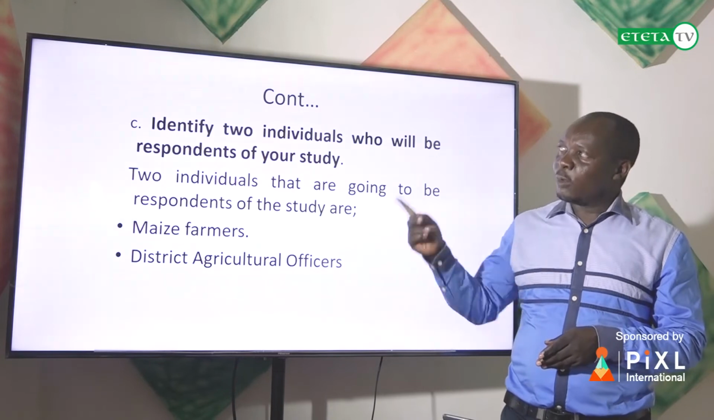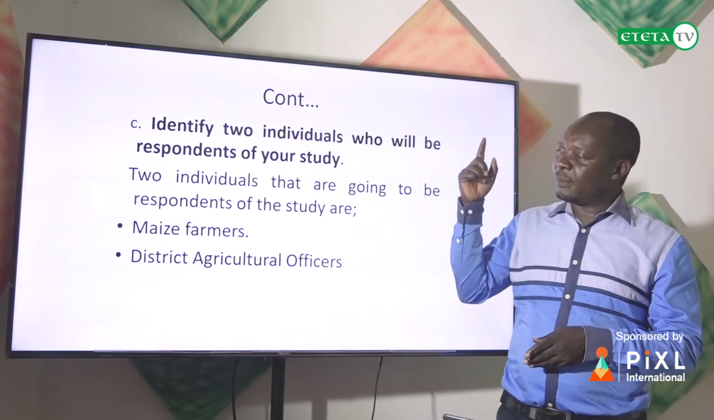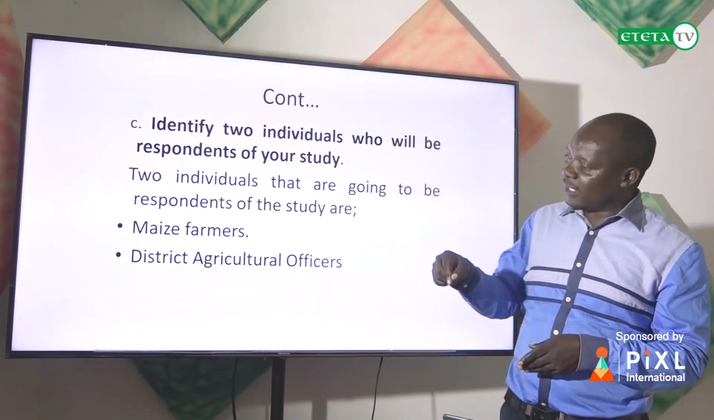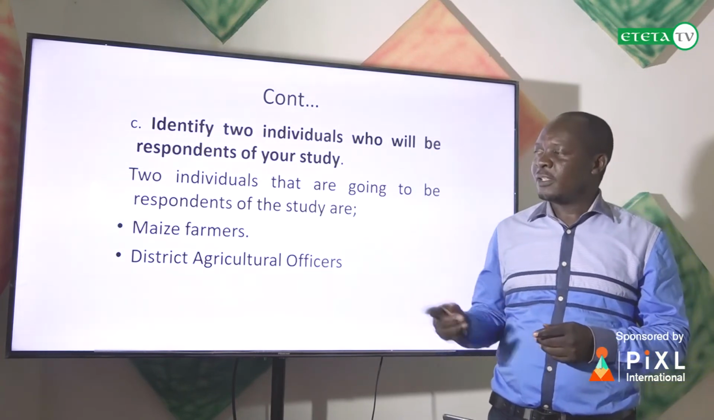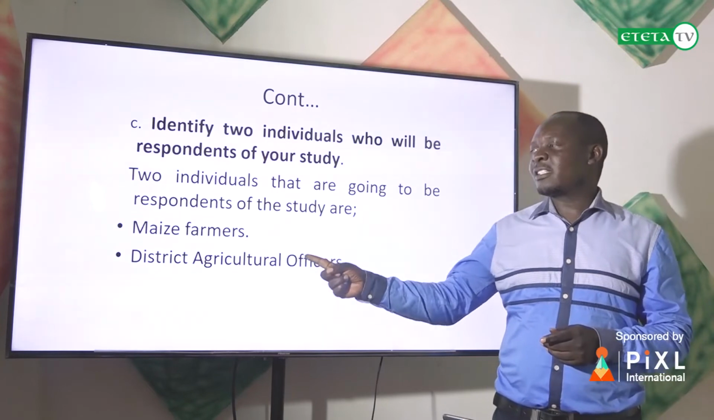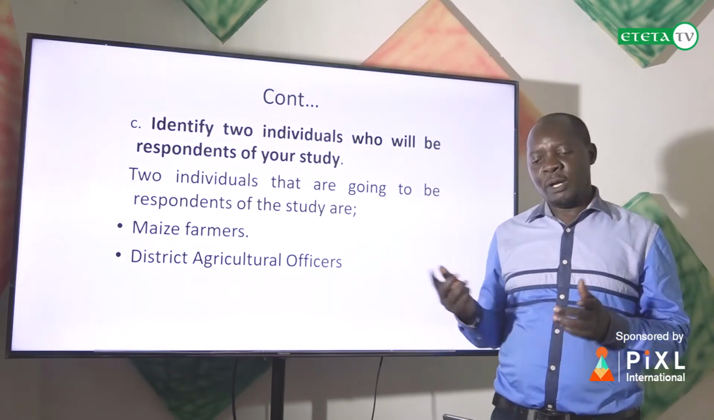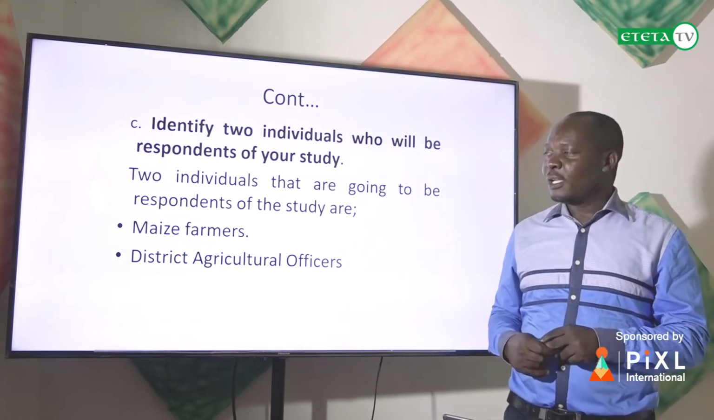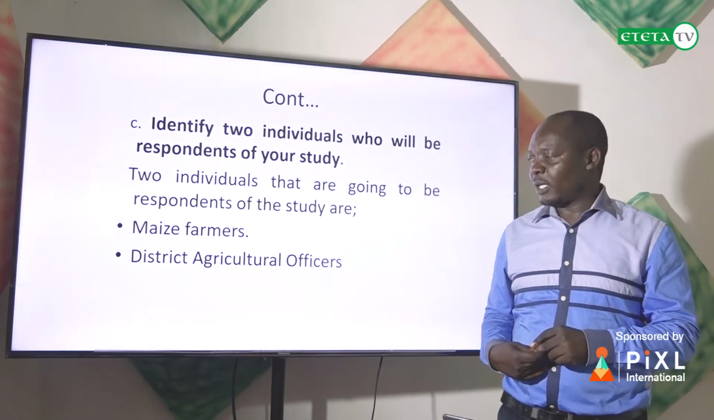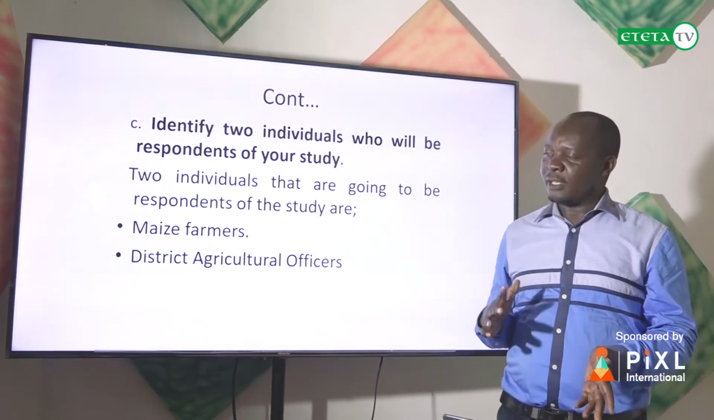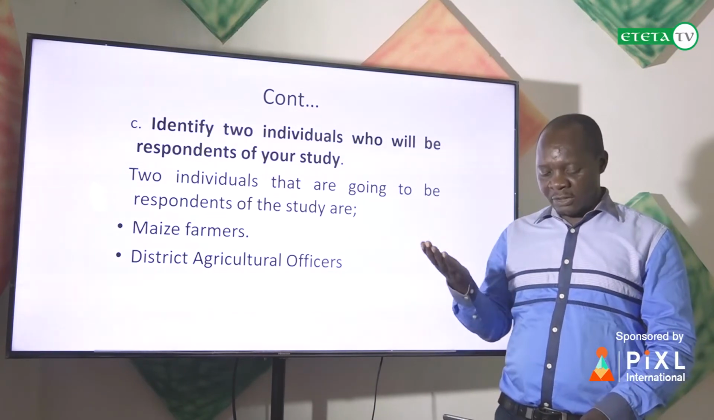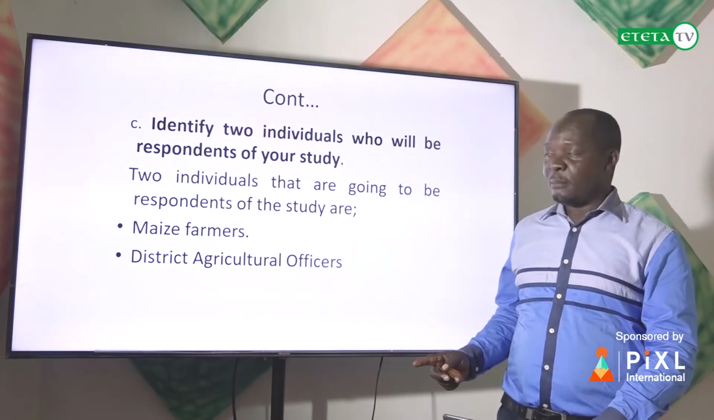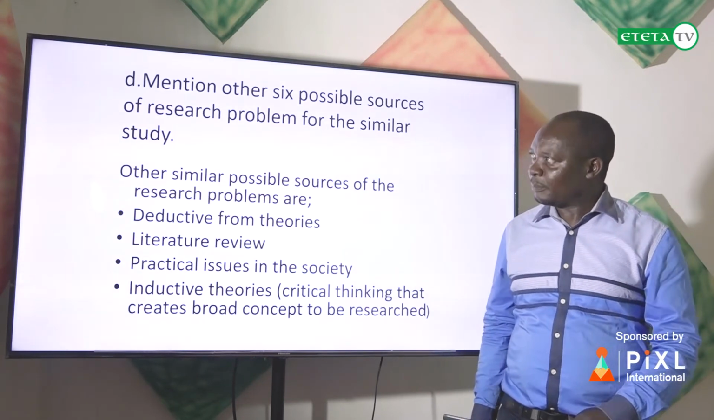Number 2, because the question directly said that the researcher wanted to consult the agricultural officer, automatically the second respondent is likely to be the district agricultural officer, where the researcher is going to seek important information regarding whether the maize production in the district has decreased or increased within the stipulated period of time.